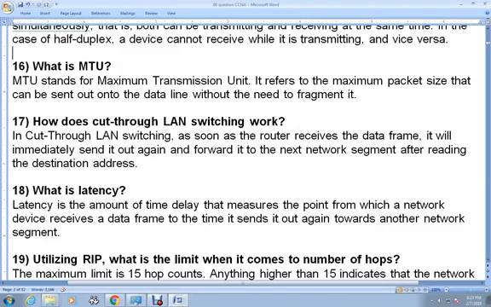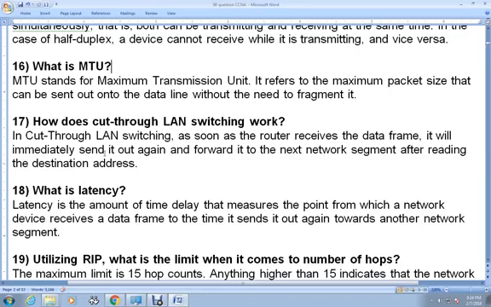And guys, what is MTU? MTU stands for maximum transmission unit. It refers to the maximum packet size that can be sent out onto the data line without the need to fragment. So this is a very important question. Even if you go for the CCNA examination, online examination, global examination, they ask this.